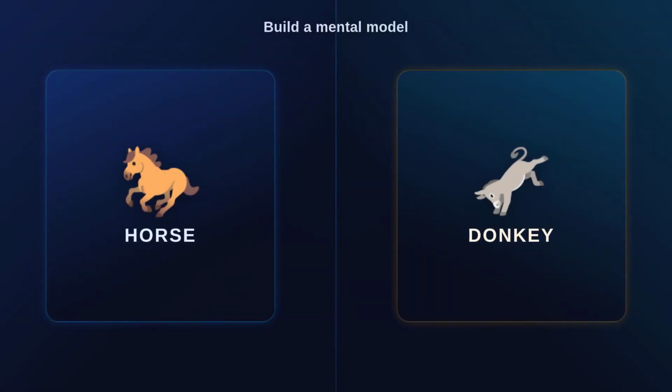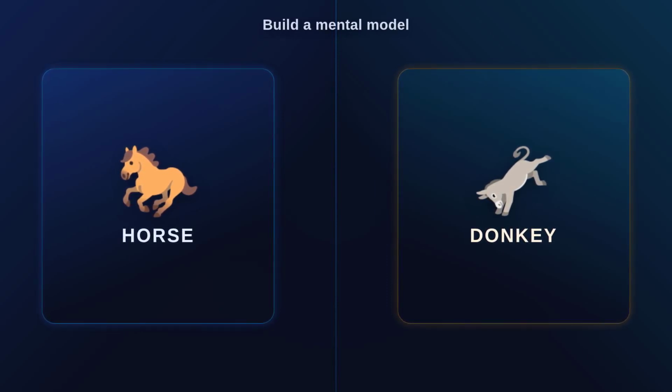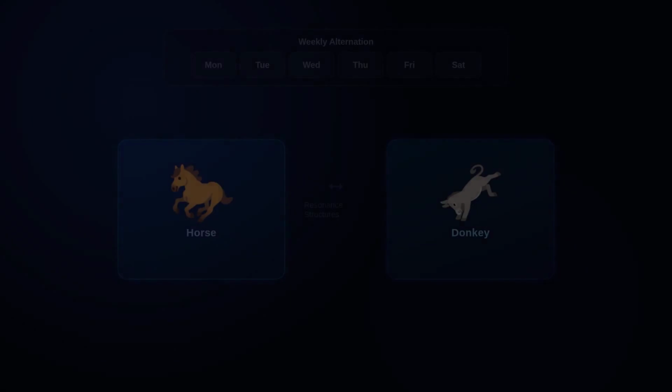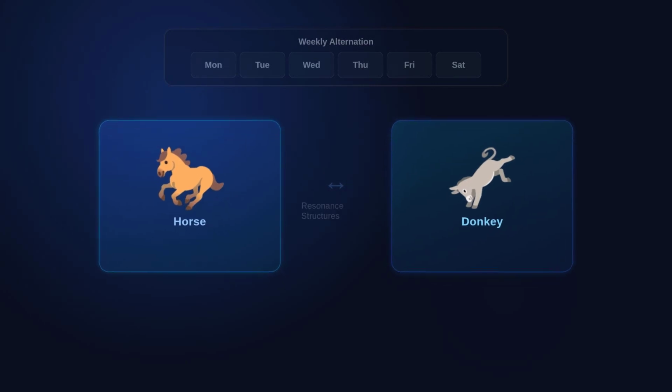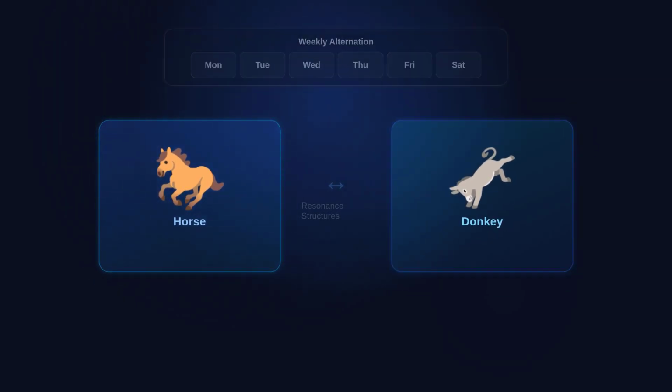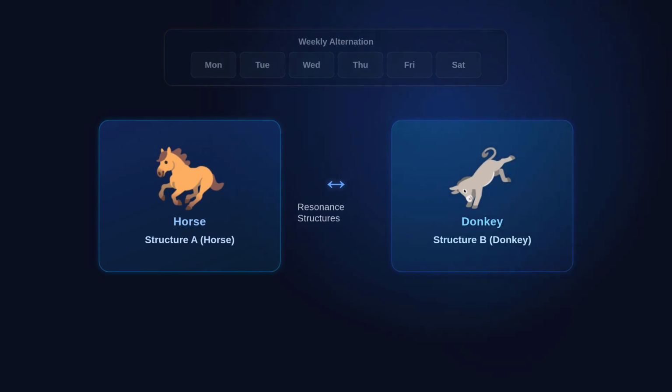Before we look at the math and the arrows, let's build a mental model. Imagine I show you a picture of a mule. A mule is the offspring of a horse and a donkey. Now, if I try to describe a mule to someone who has never seen one, I could say, on Monday, Wednesday, and Friday, it's a horse. On Tuesday, Thursday, and Saturday, it's a donkey. This is what we call resonance structures. I draw one version, the horse, and another version, the donkey, because my language lacks a single word for mule.